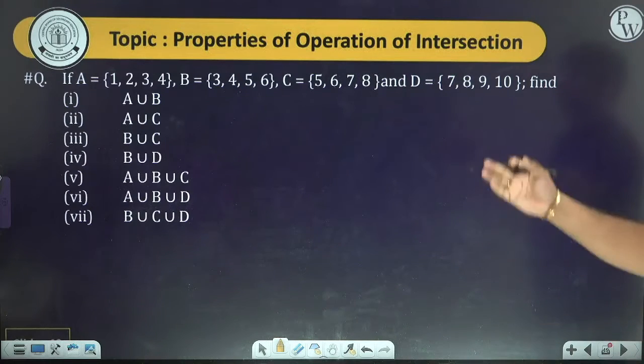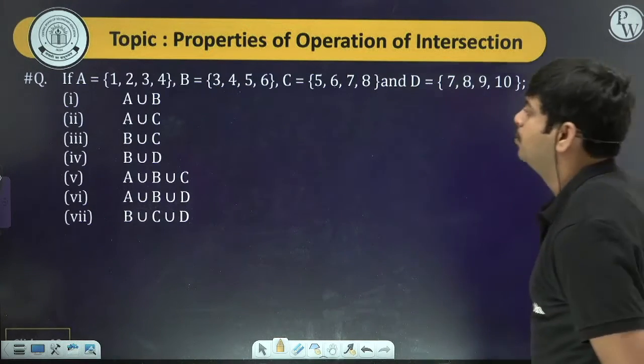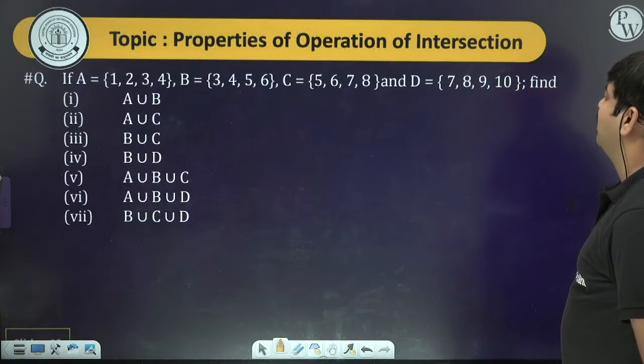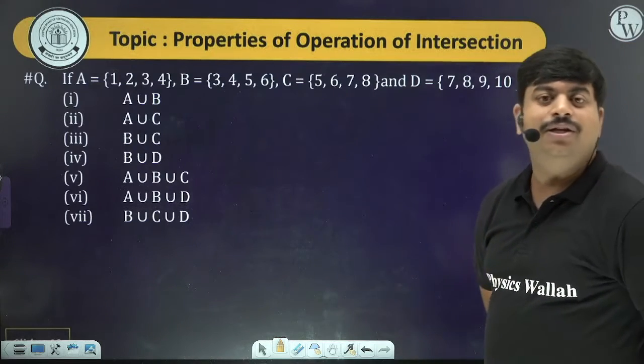The remaining you can take it as homework. So given A is equal to 1, 2, 3, 4, B is equal to 3, 4, 5, 6, C is equal to 5, 6, 7, 8, D is also given 7, 8, 9, 10. So find A union B.